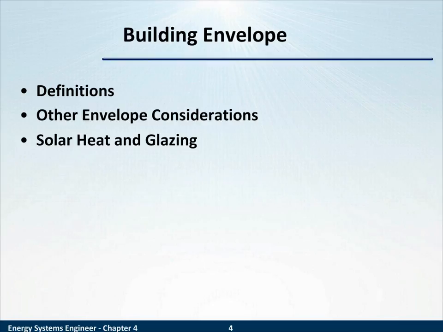As we have started other chapters, we'll start the building envelope chapter with some definition, followed on with other building envelope considerations, and we'll spend a majority of our time in solar heat and glazing. As we'll say later, it's not because glazing or windows are more important than the other building envelope considerations, only that the opportunity to improve glazing is more apparent, more available, and more retrofittable.